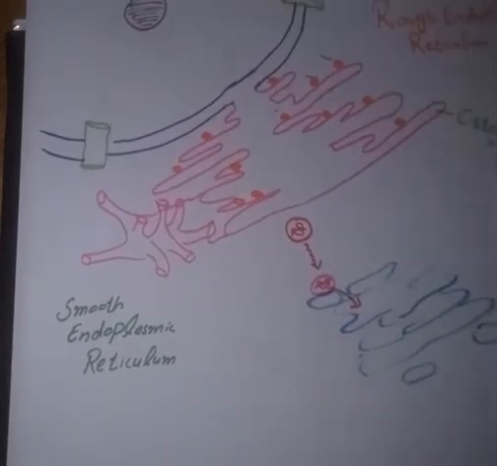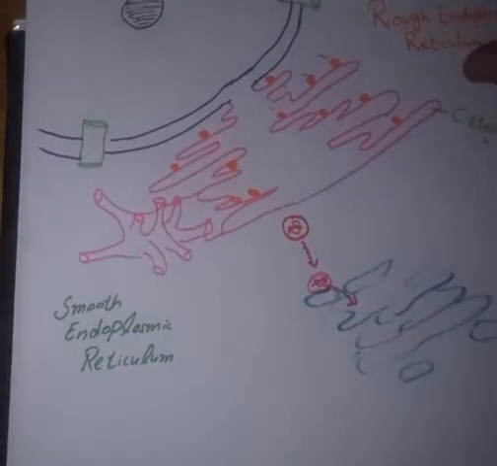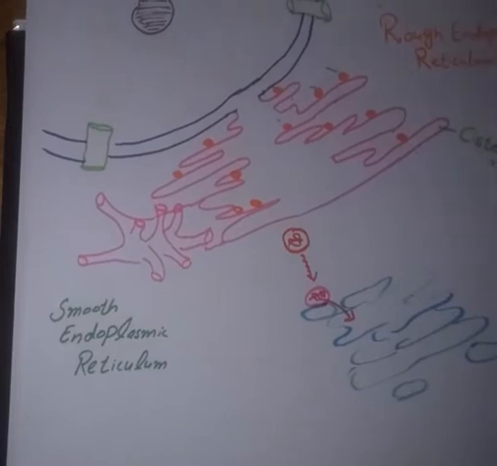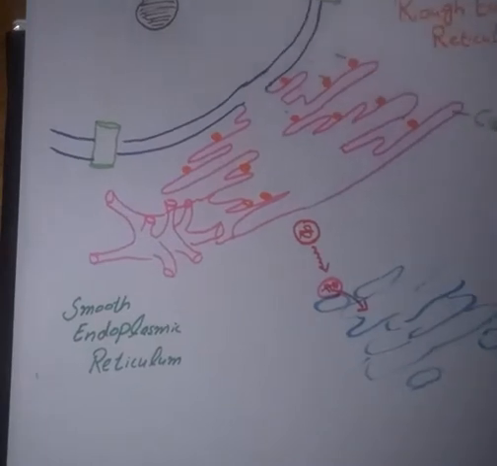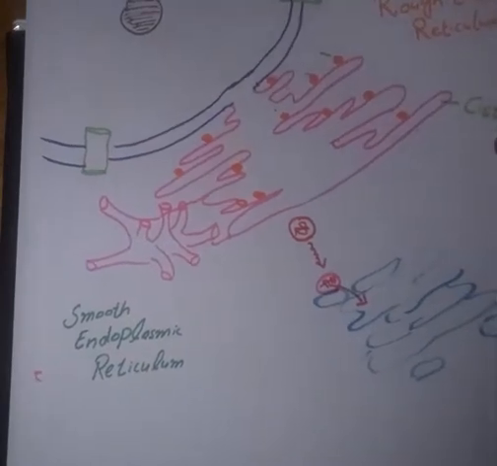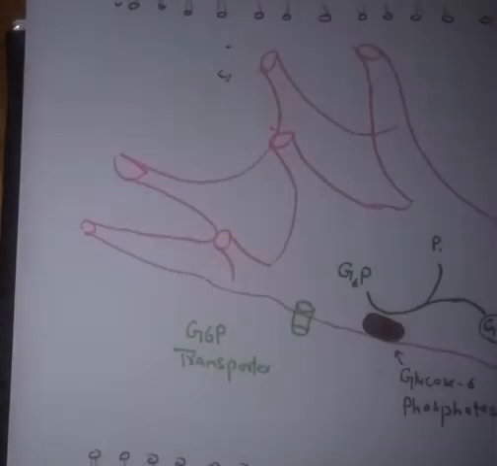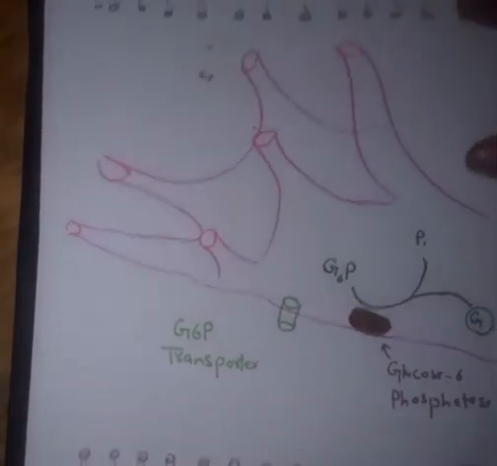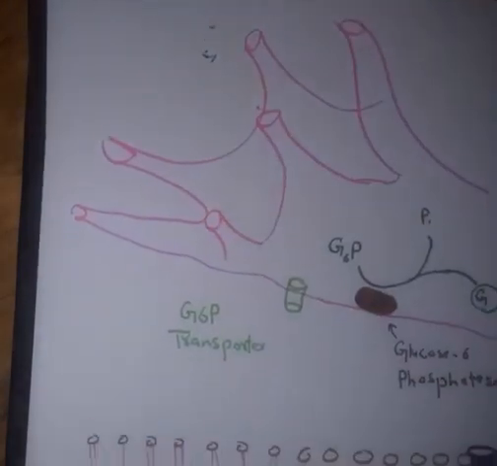Now let's talk about another structure, that is the smooth endoplasmic reticulum. Let's see what will happen in the smooth endoplasmic reticulum. As we have said, there are no ribosomes, so obviously the smooth endoplasmic reticulum has nothing to do with translational or post translational modification. Clear? Okay, now here you can see the smooth endoplasmic reticulum. Here you can see this is the cell membrane, and the smooth endoplasmic reticulum is present inside the cell.